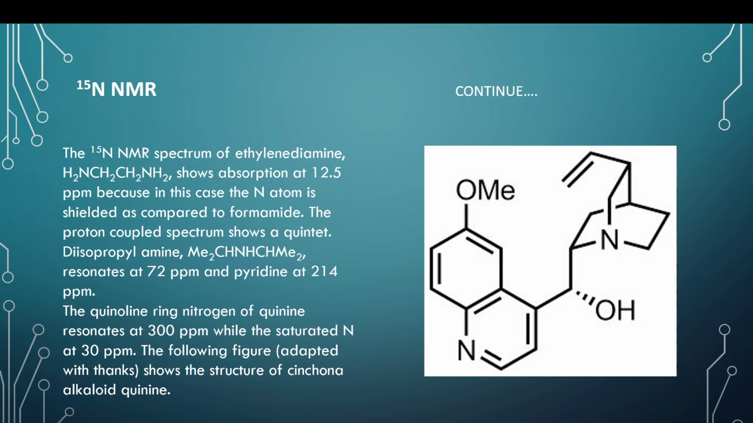The 15N NMR absorption of ethylene diamine shows a peak at 12.5 ppm because in this case the nitrogen atom is more shielded as compared to formamide. The proton coupled spectrum shows a quintet. Diisopropylamine resonates at 72 ppm and pyridine at 214 ppm. The quinoline ring has two nitrogen atoms. One is unsaturated, the second one is saturated. They resonate at 300 ppm for the unsaturated and 30 ppm for the saturated one.